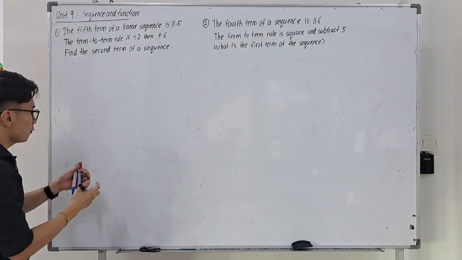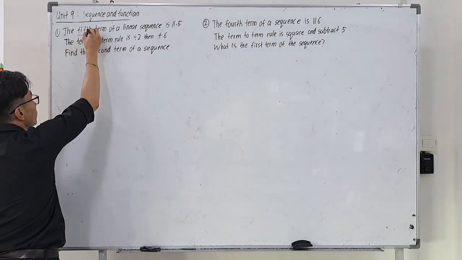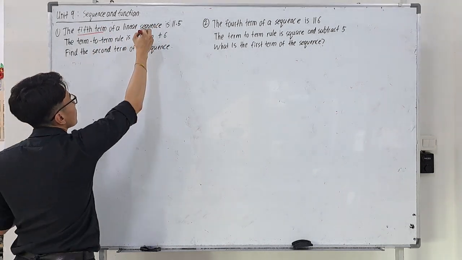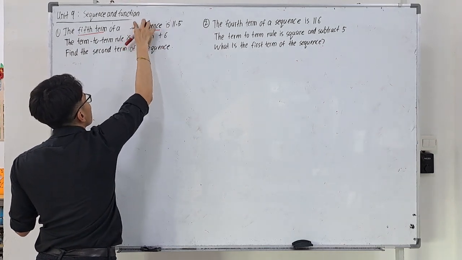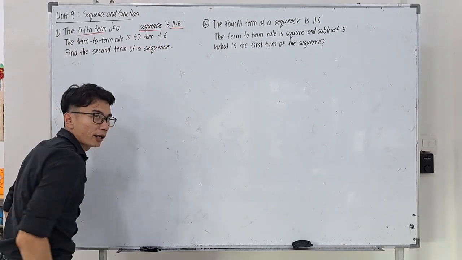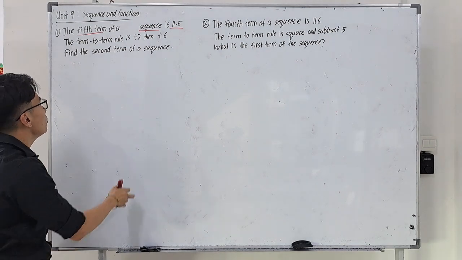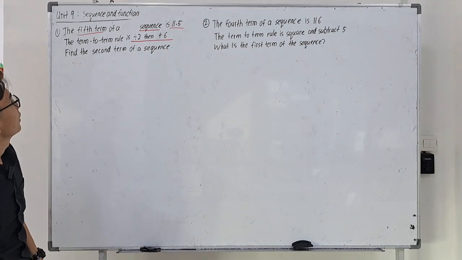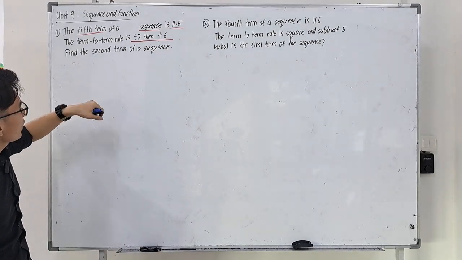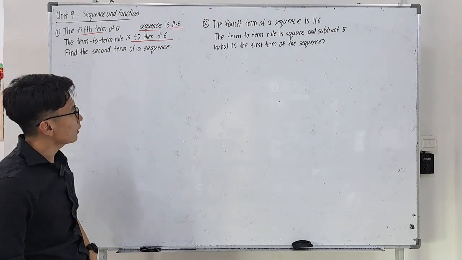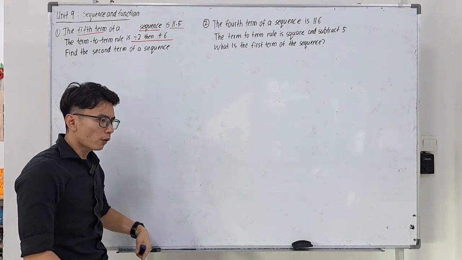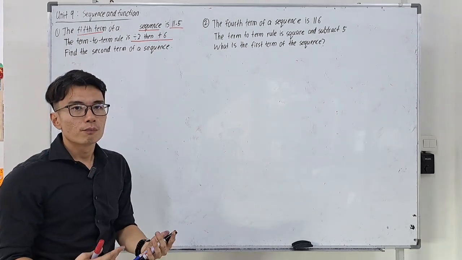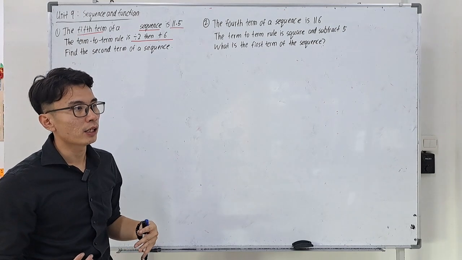So right now, they tell me that the fifth term of a sequence, not a linear sequence, it's a sequence only, is 11.5. And the term to term rule is divide by 2 and then add 6. My question is to find the second term of the sequence. So I have a lot of information from this question.